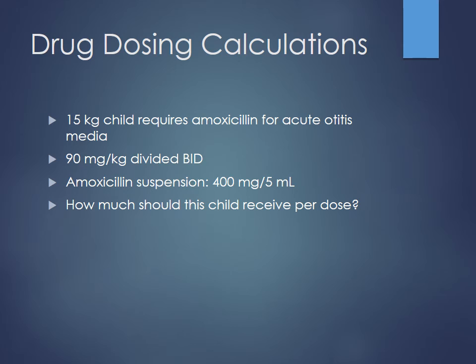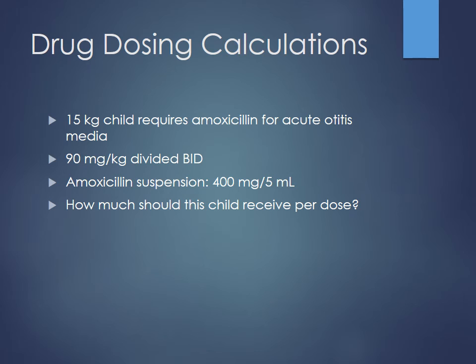Okay, the suspension that we have comes as 400 milligrams per 5 mLs. This is very frequent. You're going to be seeing this due to that kind of historic use of tablespoons and teaspoons, which 5 mLs is what? It's 1 teaspoon, right? Tablespoon is 15 mLs, teaspoon is 5 mLs. So how much should this child receive per dose? Okay, so how do we go about figuring that out?